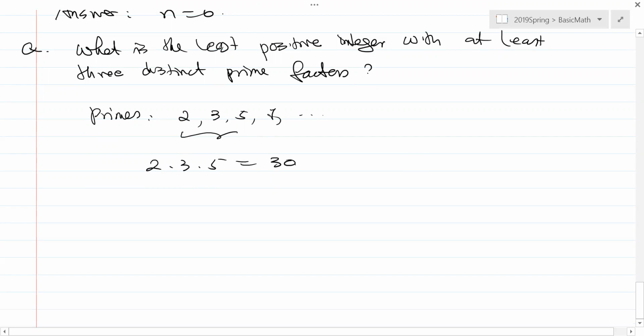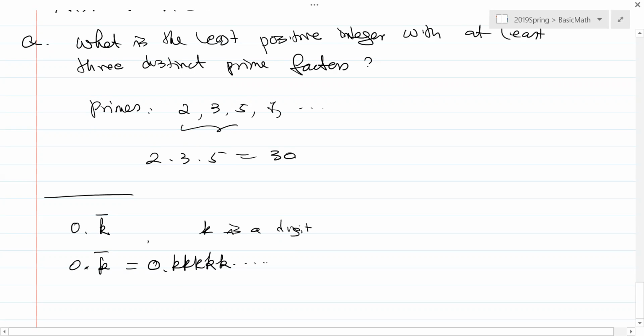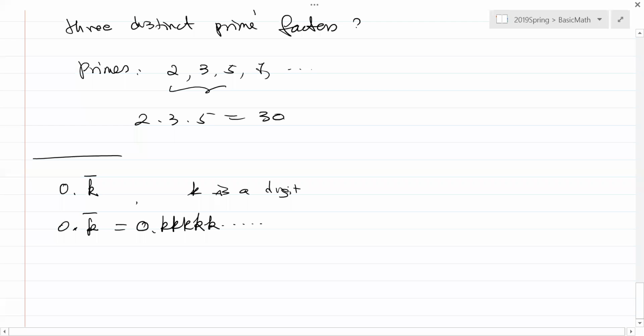Now, what else? Remember, we have the notation, for example, 0.k repeating, where k is a digit, okay? So this notation means 0.kkkk, right? Repeating. You can also have 2 or 3 digits.